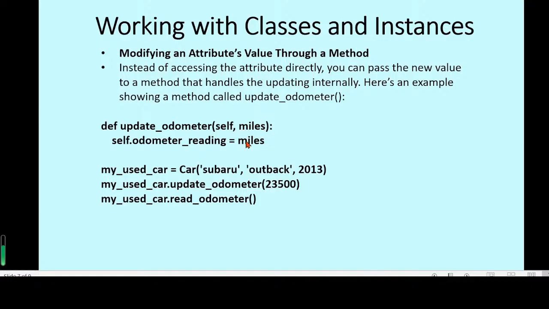So next, when we make an instance called my used car, we put in 3 pieces of information, make, model, year. Then we can update this odometer reading to a new value, using the dot notation of my used car dot update odometer with the new value. Then we can read odometer again.